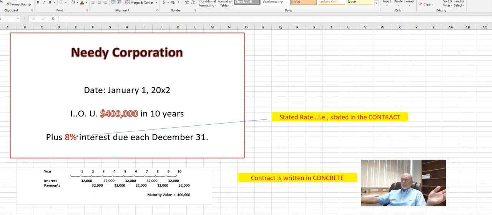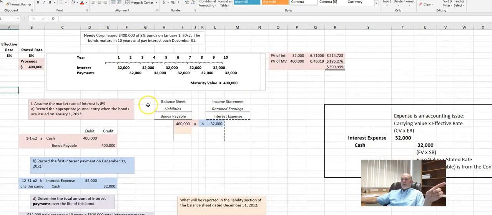So in the first example, we're going to go to the market when the market rate is equal to the stated rate. So in that case, you know the bond is going to sell at par. So again, this is what we are issuing, a contract with these future cash flows. And you know that the proceeds is going to be $400,000 because the effective rate, market rate, same thing as effective rate, equals the stated rate. But the reason the proceeds are $400,000 is because we're going to present value these future cash flows using the effective market rate of interest.